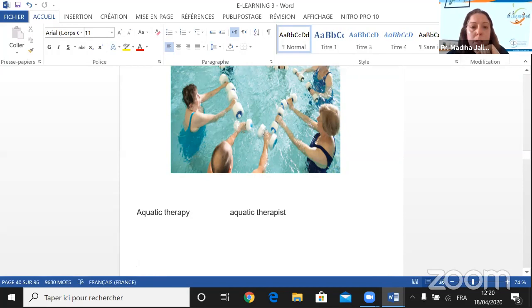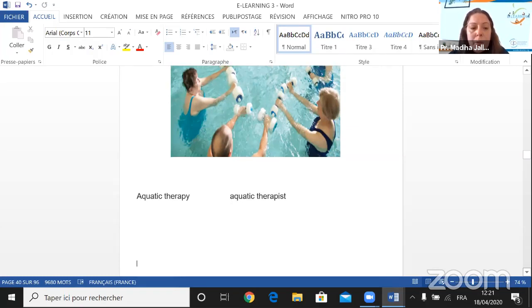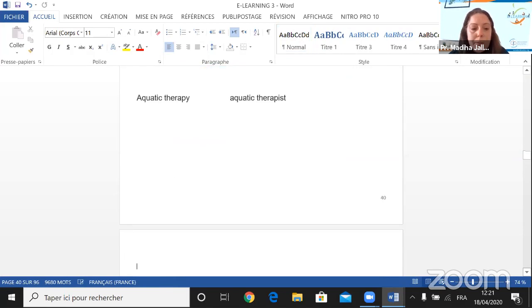Okay, so what are they having in their hands here? They're called barbells. They are lifting the barbells here to strengthen their muscles. So we have a variety and a number of exercises that can be done in the pool. Okay.